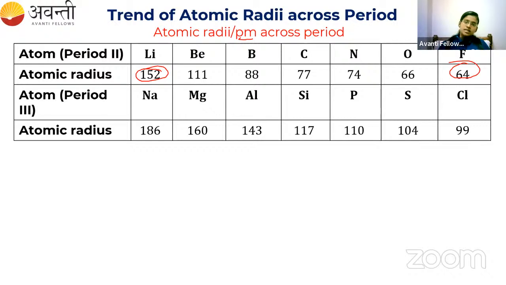Here I don't consider the 18th group, you should keep that in mind. We don't have the noble gases here. We are studying till group 17. So the trend between group 1 and 17 is that across the period, the atomic radius is decreasing. Atomic radius decreases across the period. Why does it decrease across the period?